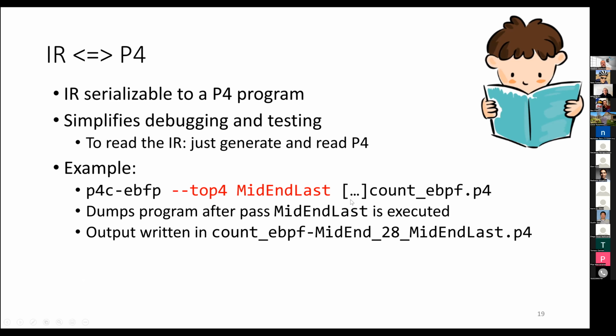And this will actually dump a program that is named from the source. For example, I'm compiling count_ebpf. So this will generate a program called count_ebpf-midend_28_MidEndLast.p4. So this is the name of the unique pass that is executed corresponding to the MidEndLast pass. And you can now read this file. It's a normal P4 file. Most often you should just be able to compile it. And you can see how the program looks after that pass has just been applied. So this is actually how most of the debugging and testing is done.